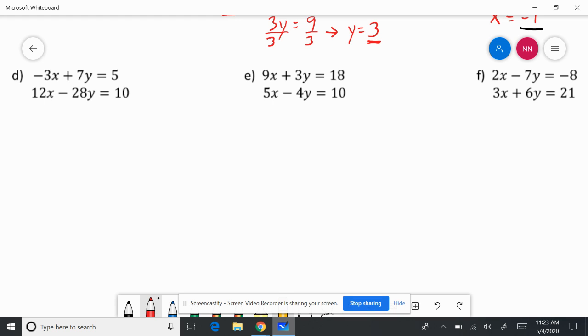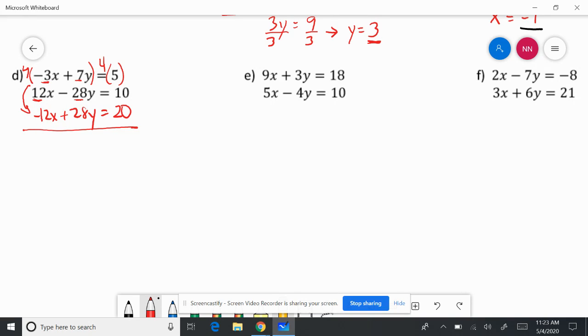Continuing solving systems using elimination, remember what we're trying to do is eliminate one of the variables. So we have to pick either x or y. In letter D, I'm going to cancel the x's because I'm looking at 3 and 12, and I notice that those are a little bit smaller than 7 and 28. So I'm going to multiply this top equation by 4, and when I multiply it by 4, it becomes negative 12x plus 28y is equal to 20.